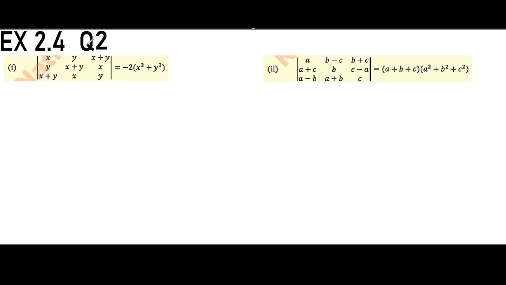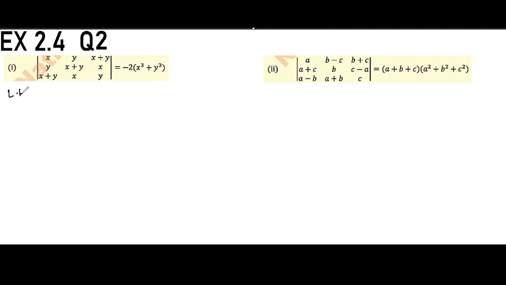Bismillahirrahmanirrahim. We are going to start question number 2 of exercise 2.4. This is the first part where in all of these parts we have to prove the left hand side equal to the right hand side. So here this is the left hand side. It is a determinant matrix and we have to equal it to minus 2 into x cube plus y cube.